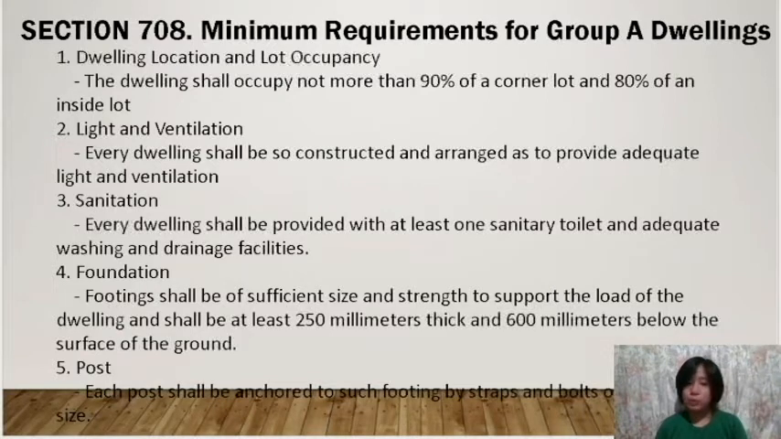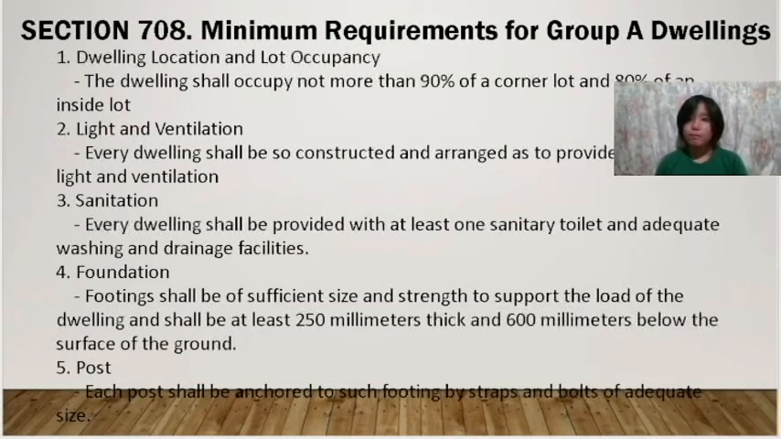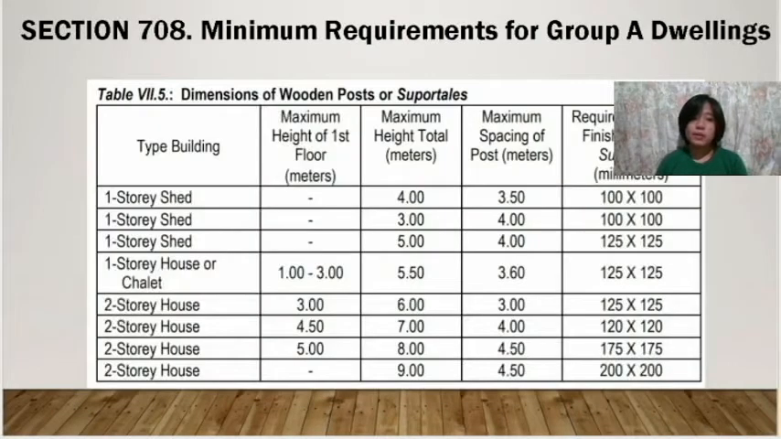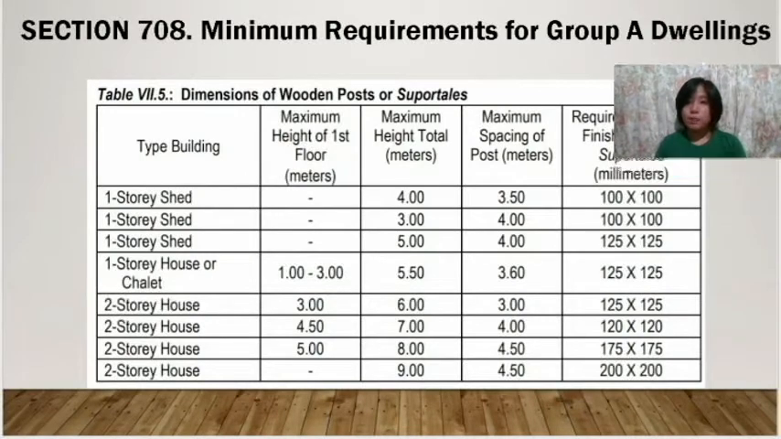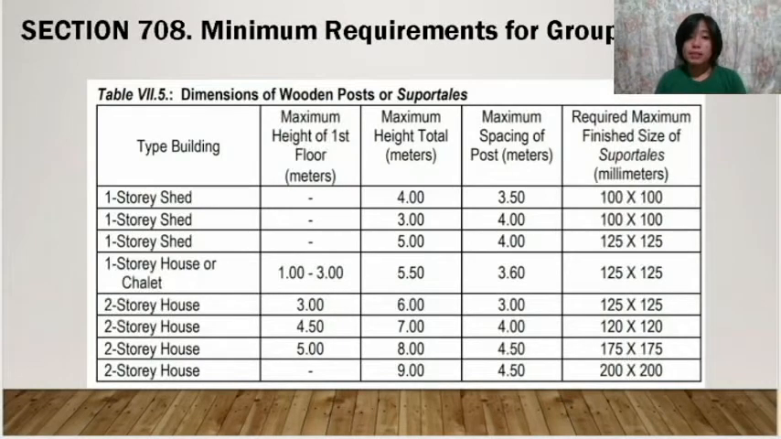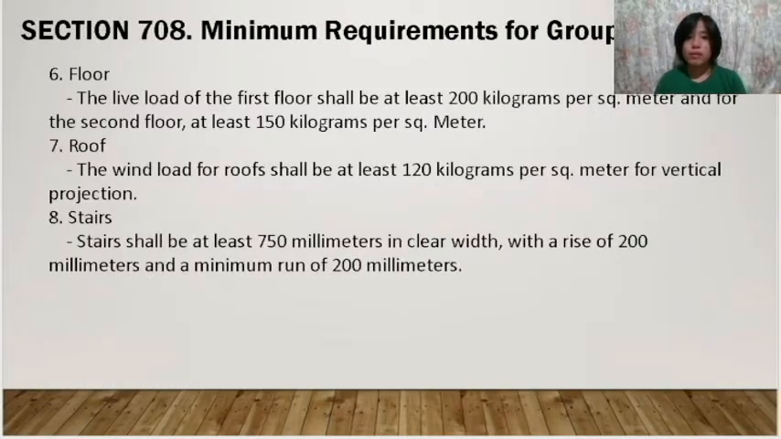Number 5, posts. Each post shall be anchored to such footing by straps and bolts of adequate size. So here in table 7.5, you can see the dimensions of wooden posts for the different types of building. Number 6, floor.